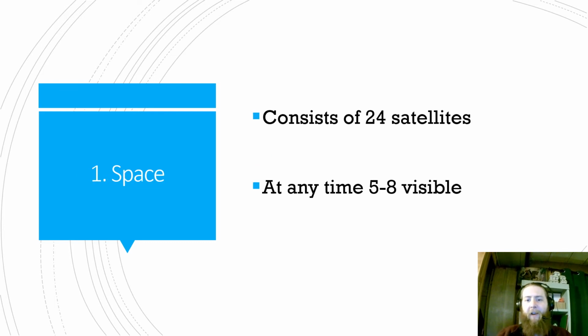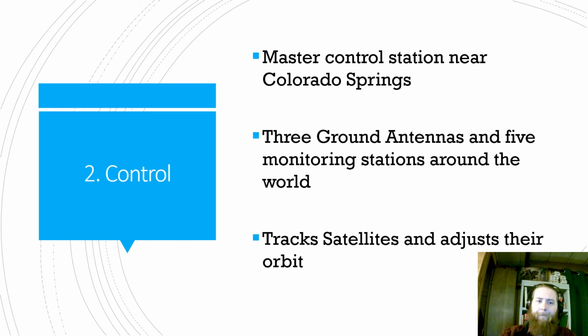The space part, there's 24 GPS satellites. And at any time, anywhere on the Earth, there's 5 to 8 of these satellites visible at a time. So there's lots of satellites. These satellites are positioned in such a way that they have access to the entire surface.